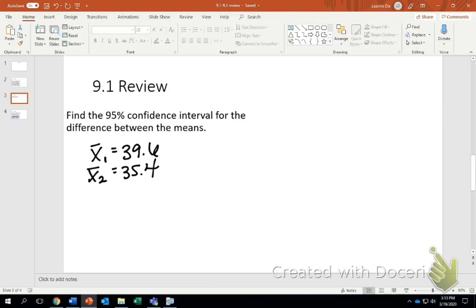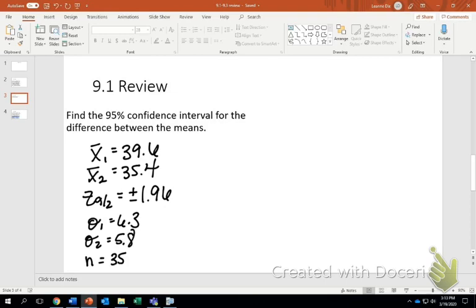If it was a one-tail, we would actually have to redo some of this work again, because whenever you're doing confidence intervals, you have to divide your alpha by 2. We've already done that, so our z alpha sub 2 is going to equal positive and negative 1.96. And then, from our previous piece, we have our standard deviations. Our first one was 6.3, our second one was 5.8, and our sample size was 35.